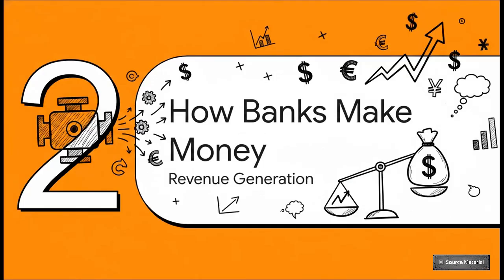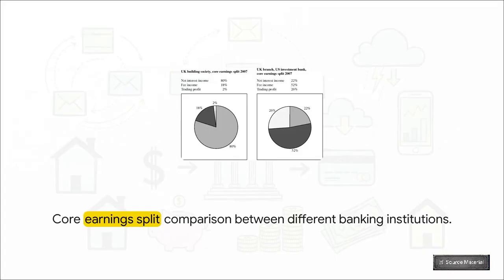Moving on to part 2, how banks make money. Let's see how translating all that risk actually turns into revenue. What's really fascinating here is how fundamentally different these institutions can be based on their business model. Take a traditional UK building society. It relies on a whopping 80% net interest income. That is your classic model of borrowing cheap and lending at a higher rate. But then compare that to a US investment bank, which generates 52% of its revenue from fees and 26% from highly volatile trading profits, with very little reliance on traditional interest. They are completely different beasts, yet they both operate under that same broad umbrella of banking.